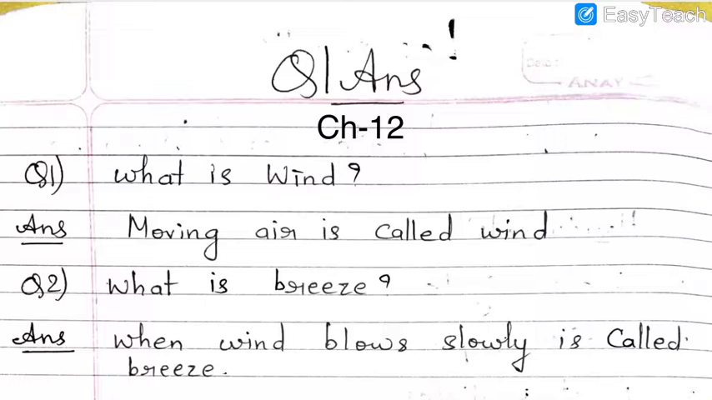Question answers, chapter number 12. Question number 1. What is wind? So students, what is wind? Now the answer is: moving air is called wind. This is what we even saw in the textbook. It was written that moving air is called wind. So the answer is very easy.